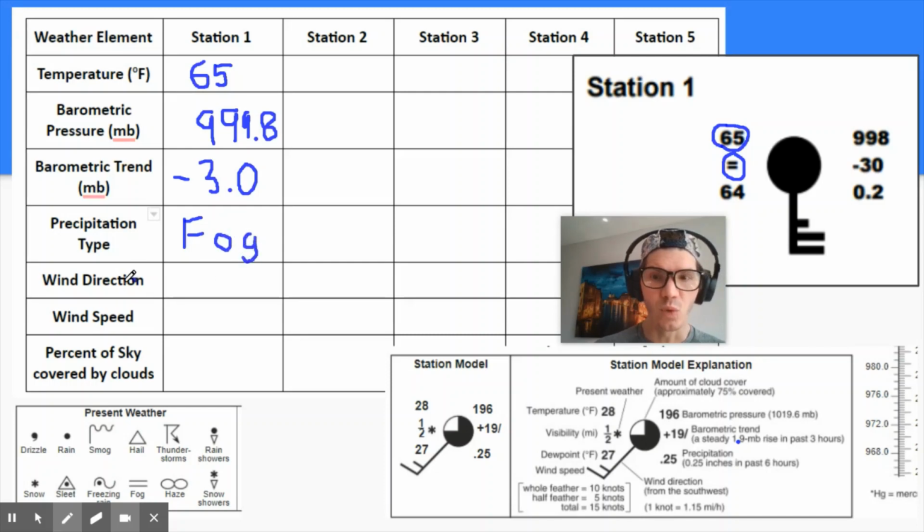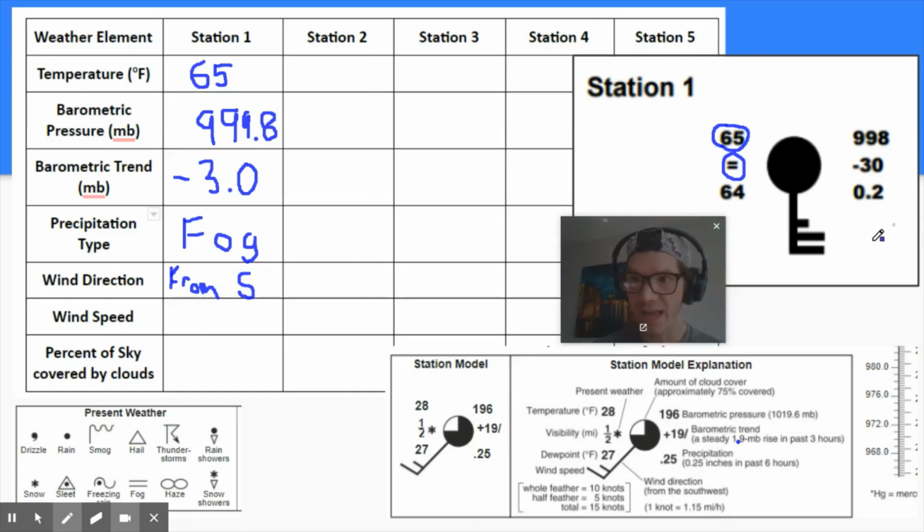Next up is going to be wind direction. Remember, it's blowing from the direction where the staff is coming off. So we're going to say from the south. The wind speed, we'll count up the feathers coming off the staff. So we have 10, plus 10 is 20, plus another 5 is 25. And the value would be knots.